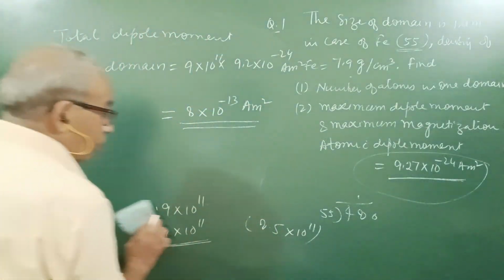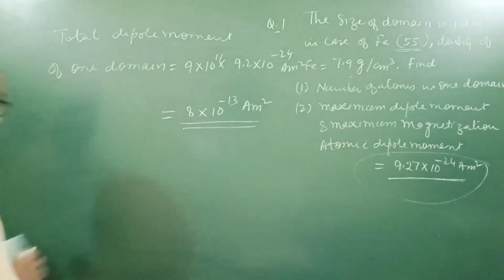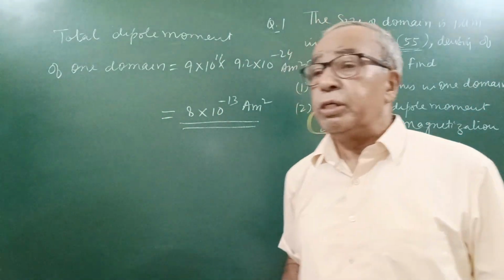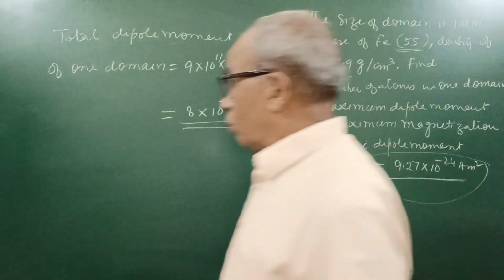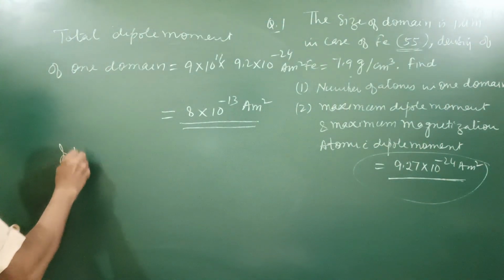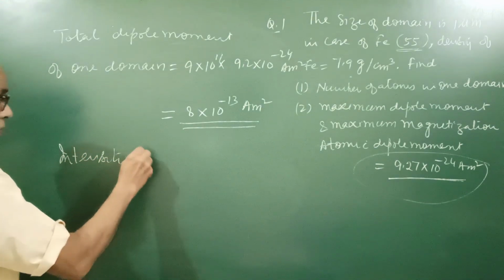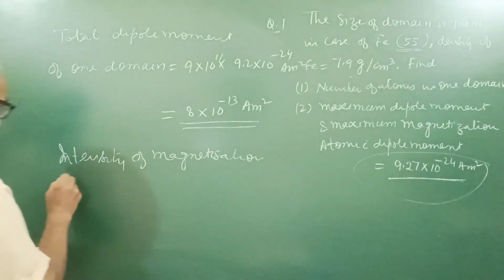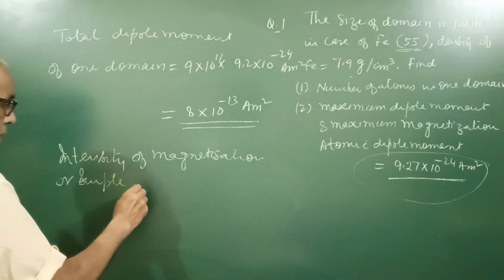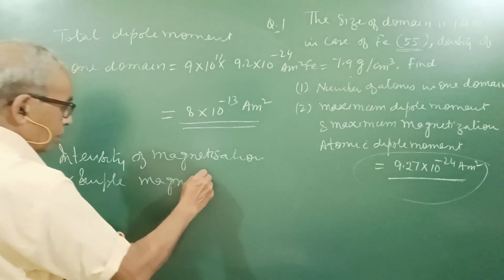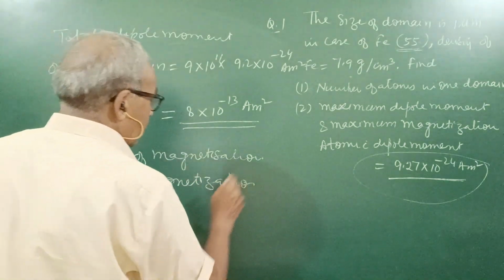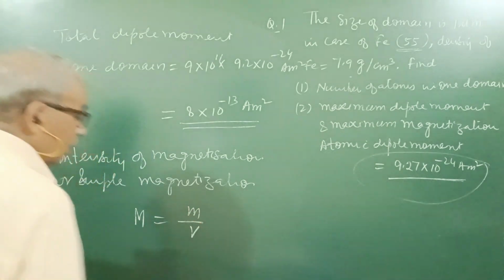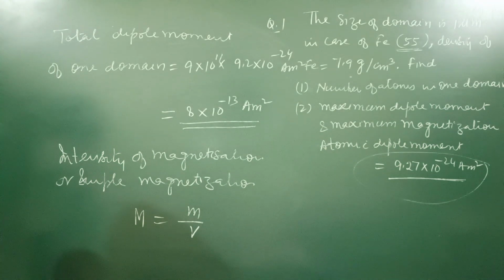So, maximum magnetization. What is intensity of magnetization, or simply magnetization? Its definition I told you, please learn from the video and make notes. The capital M is equal to magnitude m upon V. Net dipole moment per unit volume is the magnetization.